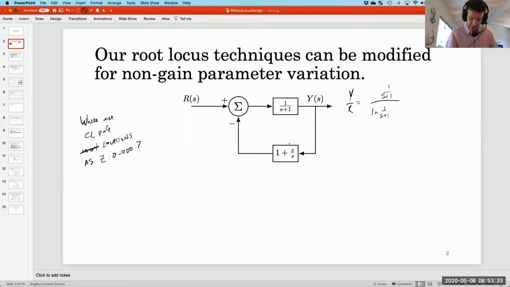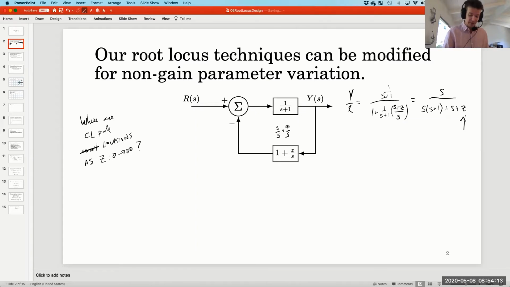And I'm going to do a little trick here. I am going to change this sum into a single fraction. So this looks like s over s plus z over s. So I'm going to treat the feedback path as s plus z over s. And then if I multiply through by s times s plus 1, I get s over s plus 1 plus s plus z. And so here you see that yes, if I vary z, then I will be varying the closed loop characteristic polynomial, which means I'll be varying the closed loop pole locations.